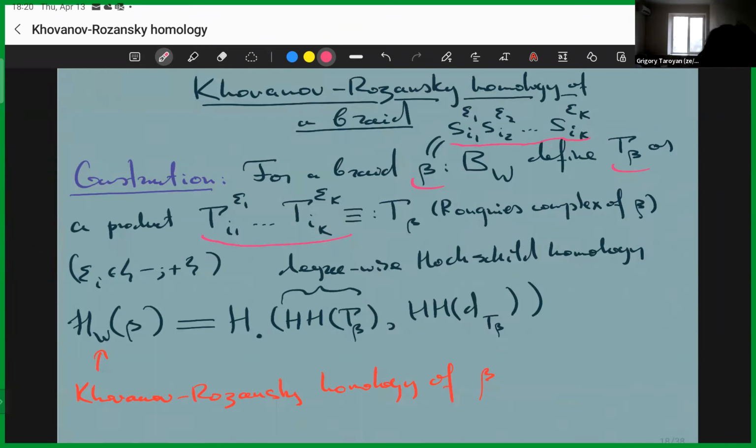Okay, so now we have this Khovanov-Rozansky homology of braid beta defined like this. So we just take the Hochschild homology in each degree. So this is a complex of Soergel bimodules. We can take Hochschild homology in each degree, and then we just take the differential which is induced from the differential on T beta, and then we take the homology of this thing. So we apply a homological construction two times. First, we take Hochschild homology in each degree, and then we take homology with respect to the differential that we had, and this differential induces another differential in Hochschild homology.